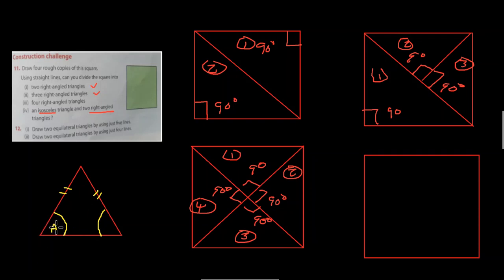So we could call this angle A, and then this is angle A. So A will be equal to A, and if we call this length A and length B, length A will be equal to length B. So that's what we mean by an isosceles triangle that's mentioned here. So can we, using straight lines, divide this up and get this kind of a triangle? And we can.